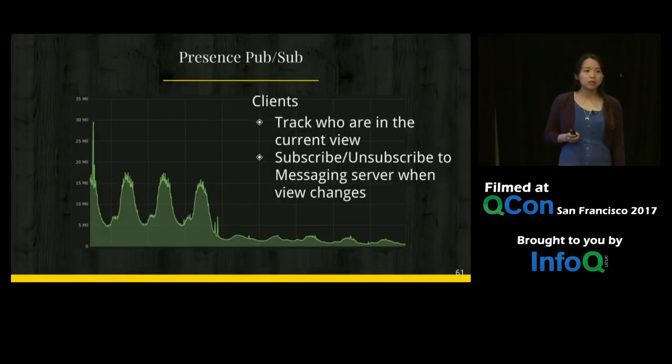So what we did is the client keeps a list of users in the current view and only subscribes to their presence. When the user changes their view, it changes the subscription list. This reduced the presence events by a factor of 5 across the fleet, and we're moving more events into this model.